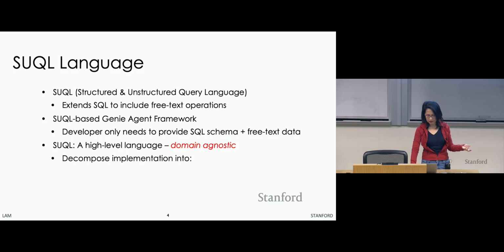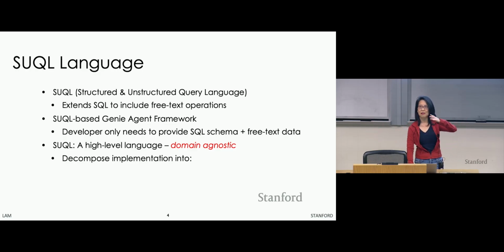I mean, it's totally domain independent. We just do it once and for all. It works for all domains, so you can create agents in all different domains. SUQL divides the whole conversation, the implementation of the agent, into two parts.